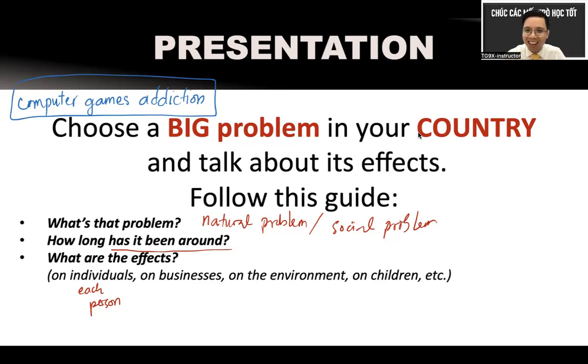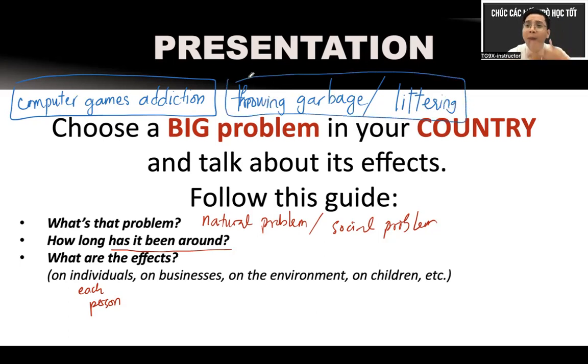Who else? What else? Throwing garbage anywhere. Throwing garbage. I have another word. Just one word, class: litter. Littering. One T or two T's? Double T. Yeah, littering means throwing garbage everywhere. What else? This is a social problem, or maybe natural problem as well.